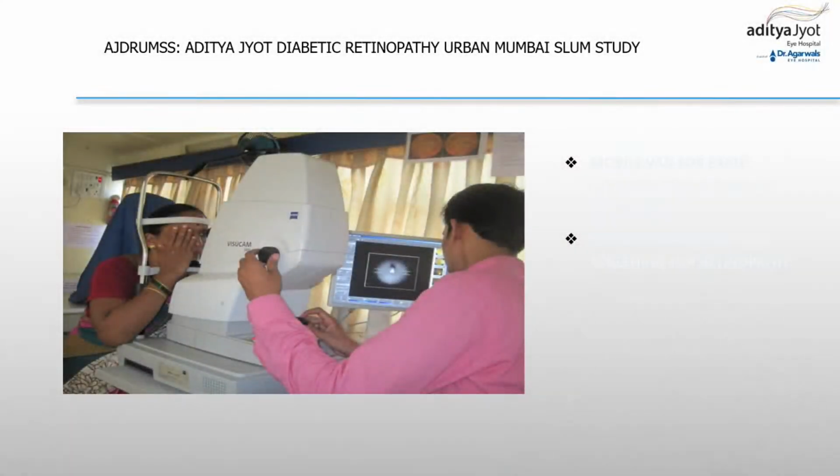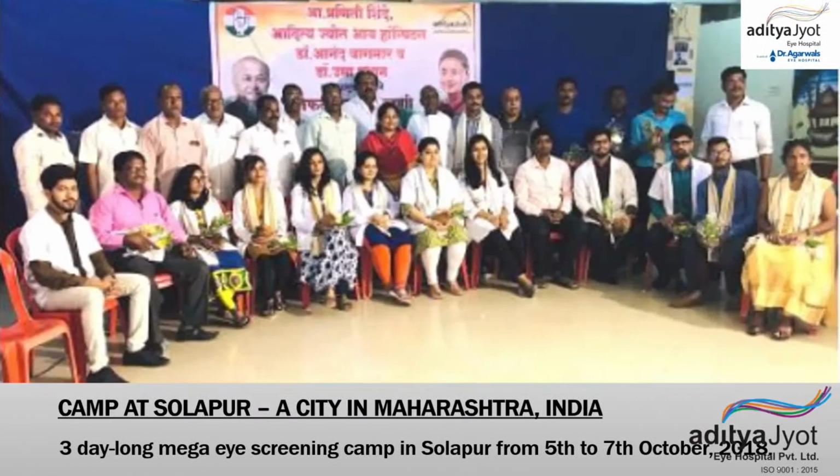This is a Zeiss camera given by the World Diabetes Foundation from Denmark, where we have a van, and we have the Zeiss camera and Zeiss laser, which can go with it. But in slums the van cannot go because the van is very big, so we take it by motorbike. We do camps in all parts of Maharashtra.